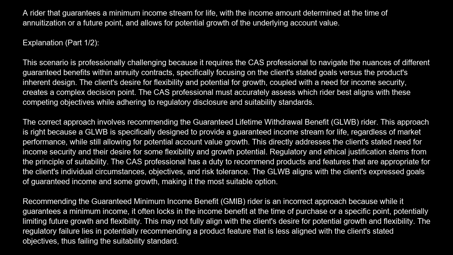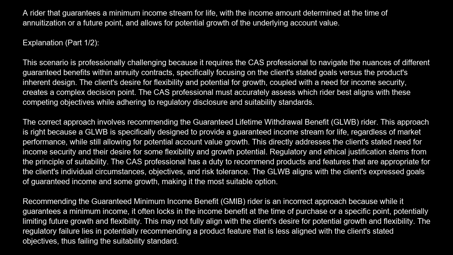The correct answer is B. A rider that guarantees a minimum income stream for life, with the income amount determined at the time of annuitization or a future point, and allows for potential growth of the underlying account value. Explanation: this scenario is professionally challenging because it requires the CAS professional to navigate the nuances of different guaranteed benefits within annuity contracts, specifically focusing on the client's stated goals versus the product's inherent design. The client's desire for flexibility and potential for growth, coupled with a need for income security, creates a complex decision point.